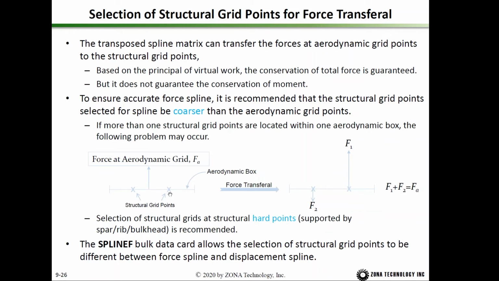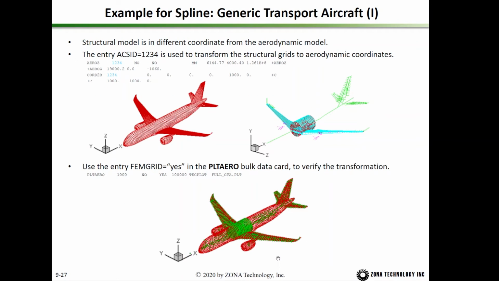So you want to use a coarser structure grid than the aerodynamic points to avoid this kind of situation. Also, selecting the structure grids at the structure hard points, meaning the grid point is supported by spar, rib, and bulkhead, is highly recommended. The SPLINE card allows the selection of structural grid points to be different between the force spline and the displacement spline. And this is one example.